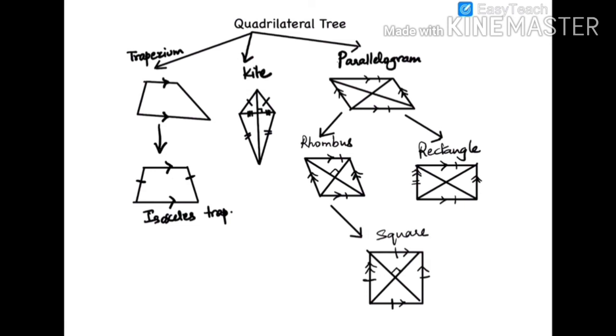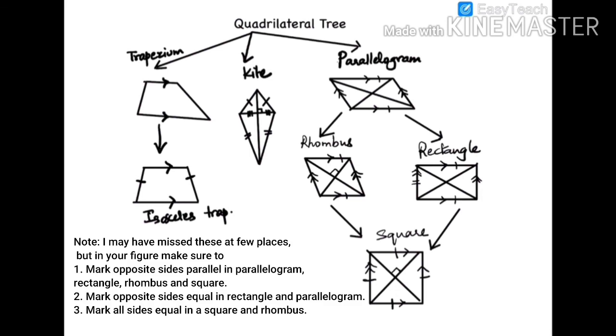Similarly, a special case of rectangle will lead us to a square. And what is that special case? If the adjacent sides of a rectangle are equal, then we get a square. So we can say that all squares are rectangles, because a square will satisfy all properties of a rectangle.